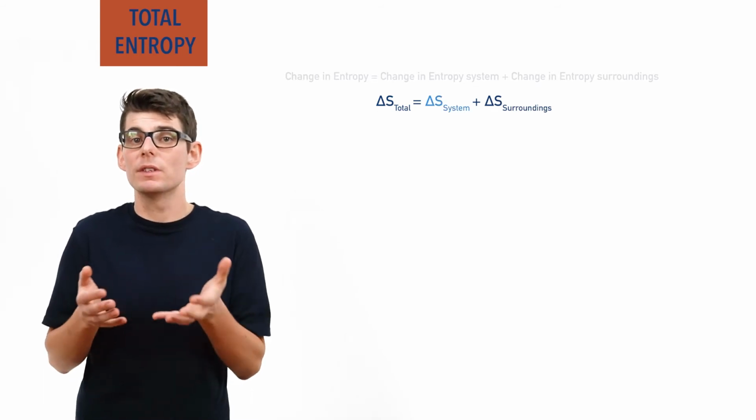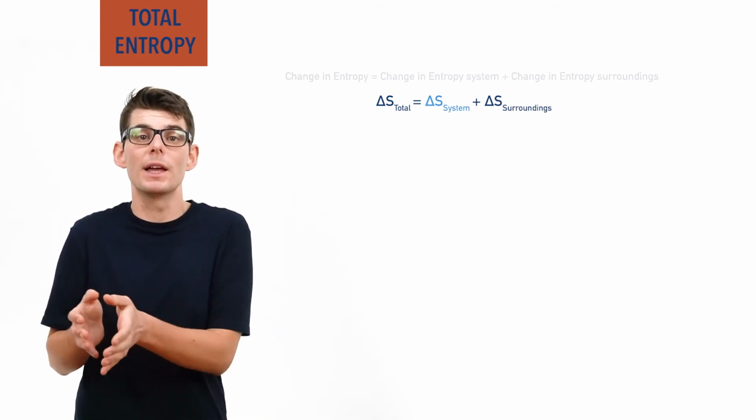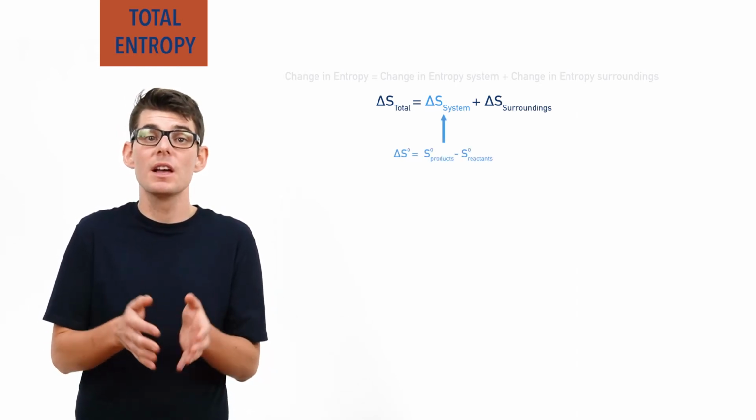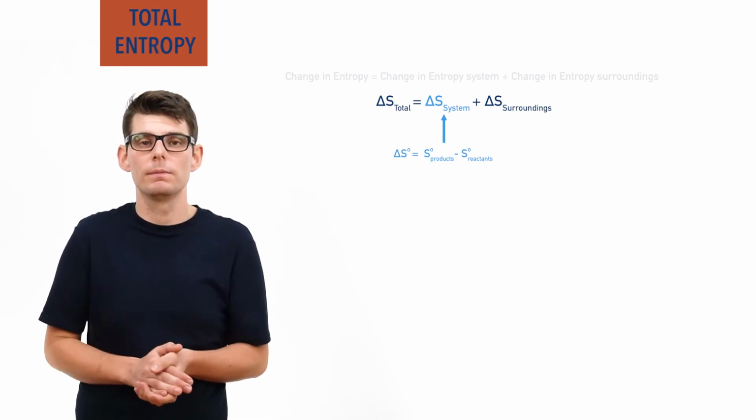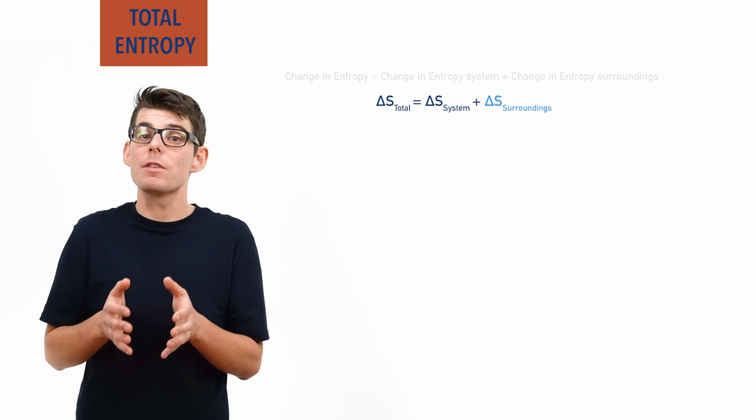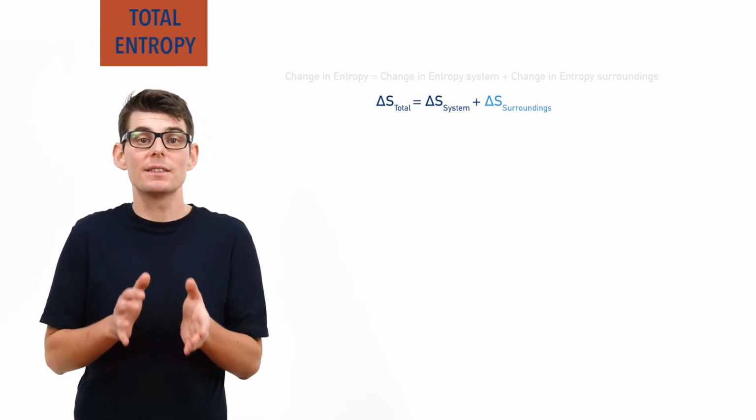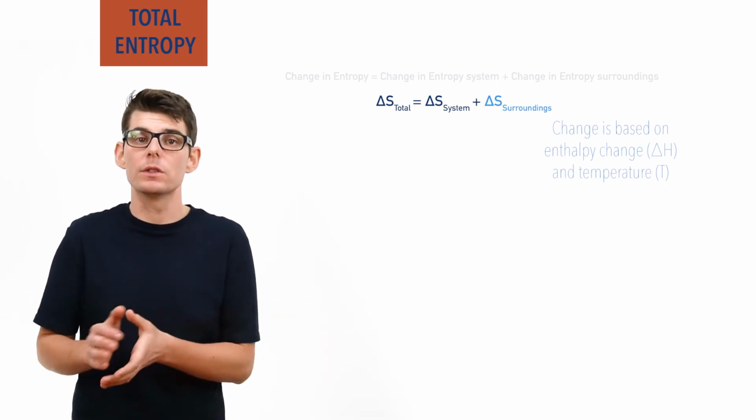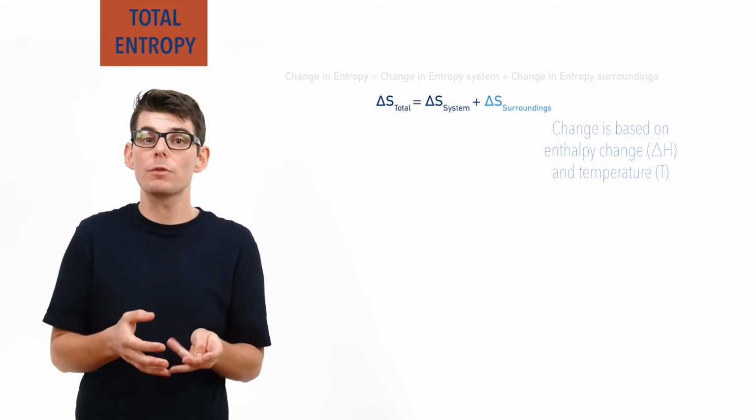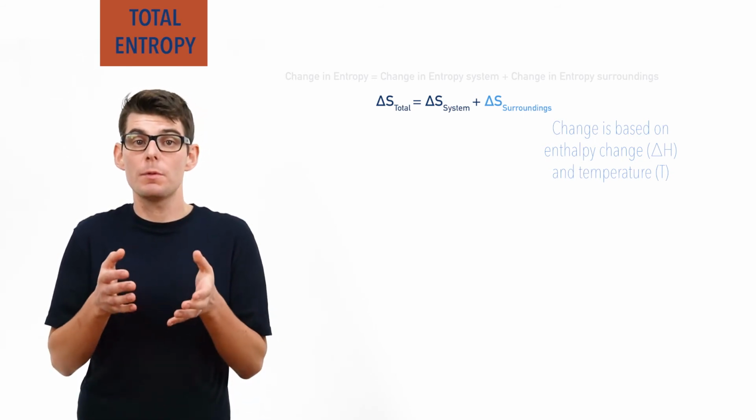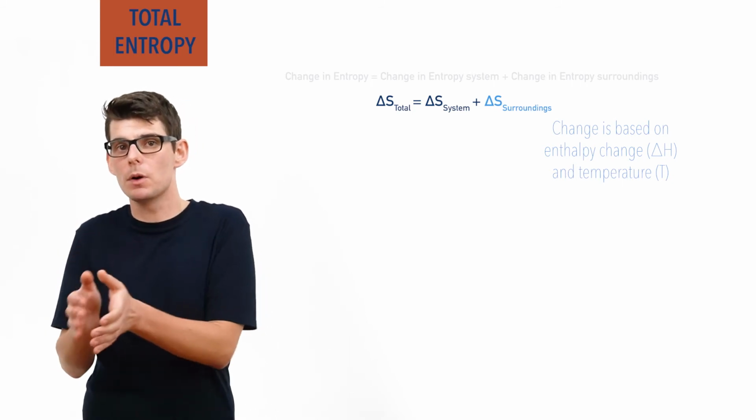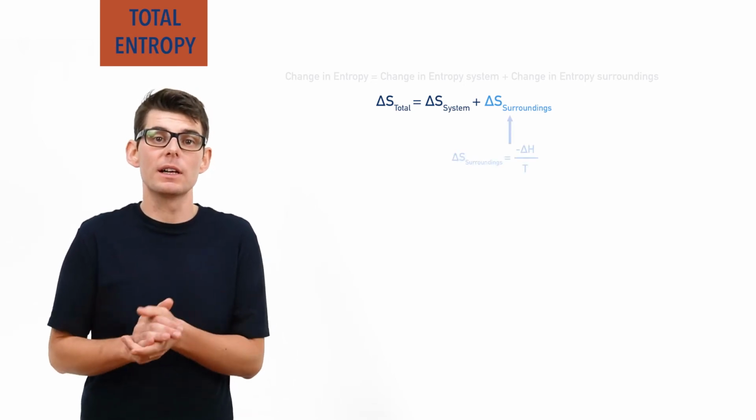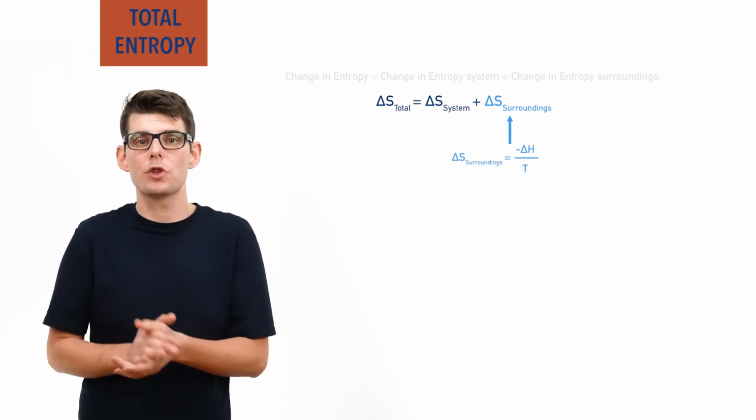The change in entropy of the system can be determined by using the standard molar entropies of reactants and products. Entropy change equals sum of entropies of products minus sum of entropies of reactants. The change in entropy of surroundings is based on the enthalpy change of the reaction and the temperature at which the reaction occurs. This is because as heat energy flows in or out of the surroundings, the distribution of energy as entropy will change, and we know that entropy is based on temperature, joules per Kelvin per mole. This can be shown mathematically as delta S surroundings equals minus delta H, enthalpy change, divided by temperature.